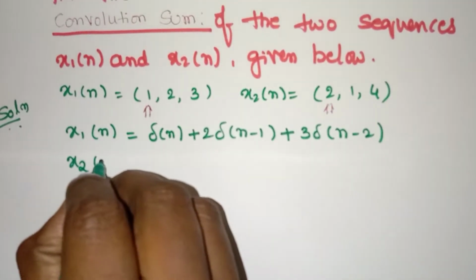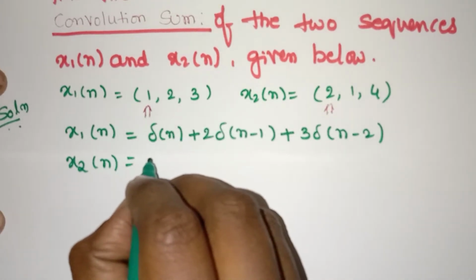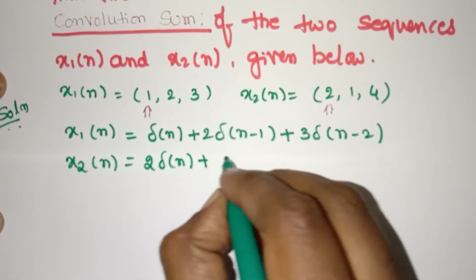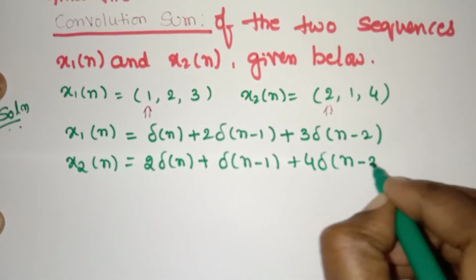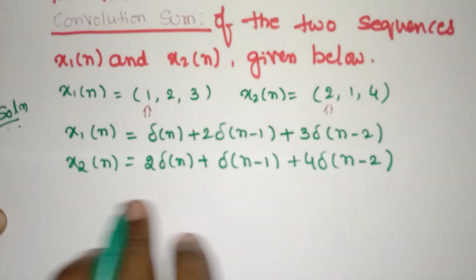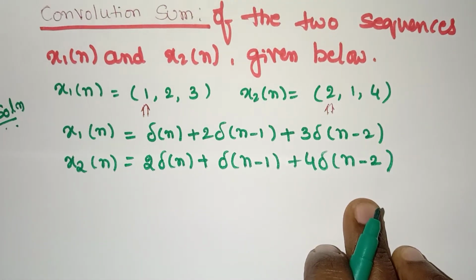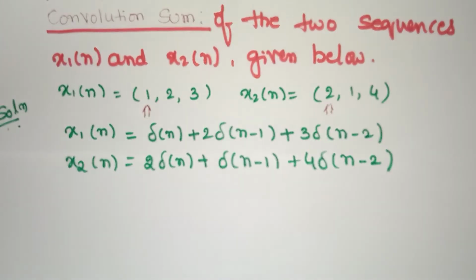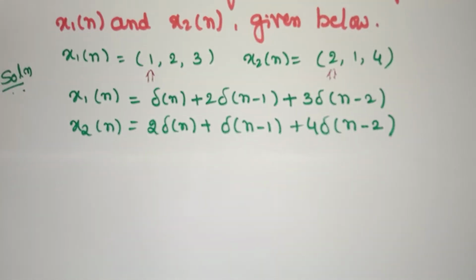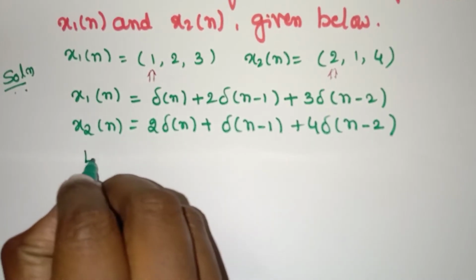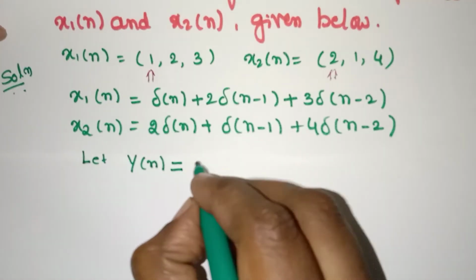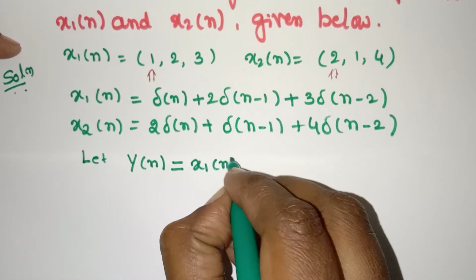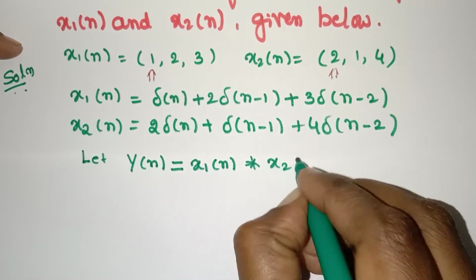Similarly, x2 of n is equal to 2 delta n plus delta n minus 1 plus 4 delta n minus 2. So how it can be written, just follow the video. I think you are able to understand how we are going to get this one. Now let y of n be your convolution sum. The equation for this convolution sum is x1 of n convolution x2 of n.